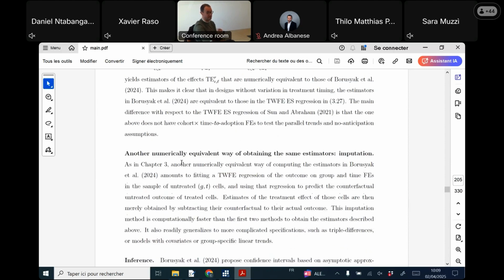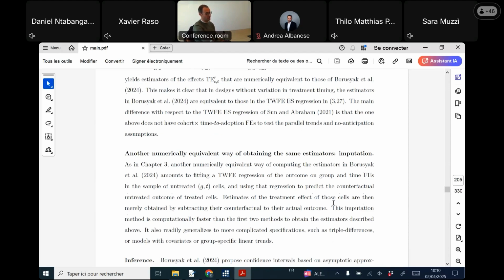Okay, and so in this chapter 3, we had seen that this type of estimators, a numerically equivalent way of computing them is via imputation, a two-step procedure where we start by fitting a two-way model of the outcome on group and time fixed effects, restricting the sample to the untreated. And then we use that imputation first step to predict the counterfactual outcome without treatment of all the treated GT cells. And then finally, we can estimate treatment effects by subtracting from the actual outcome of the treated GT cells their predicted outcome according to the first step two-way FE model.